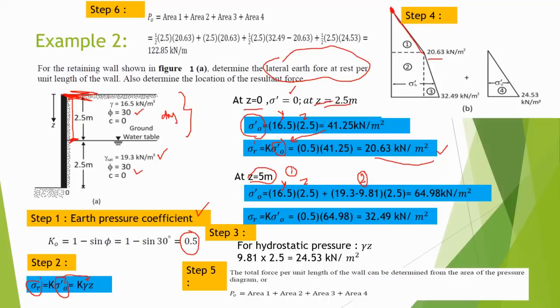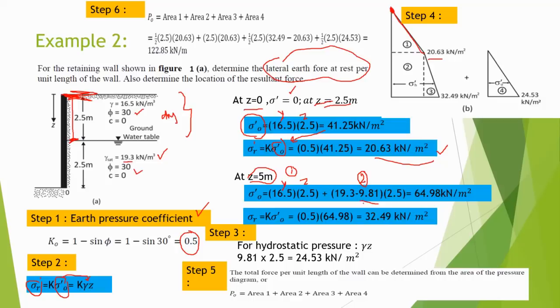So, for the water table, okay, we want to find the dry soil only. If it is mixed with water, it becomes gamma saturated, the saturated unit weight. So, how do we find the dry? So, this saturated unit weight, 19.3, subtract the unit weight of water. So, 19.3 minus 9.81, which is very important to know, okay?